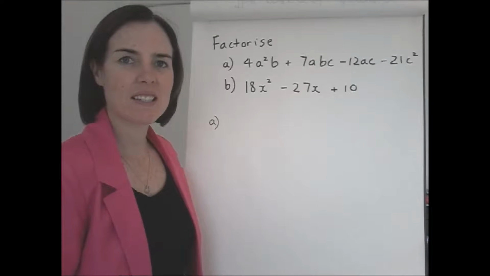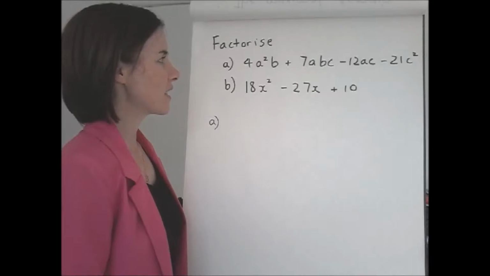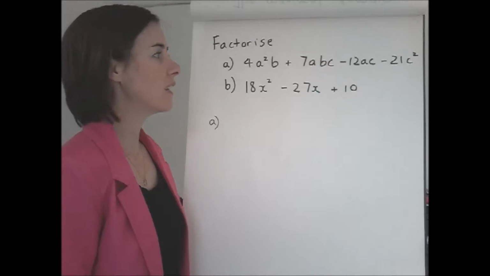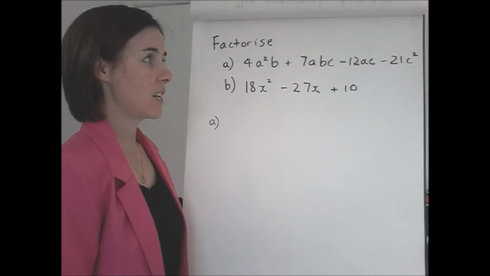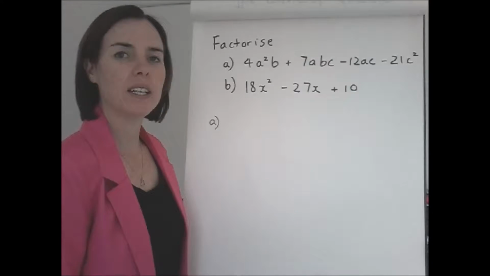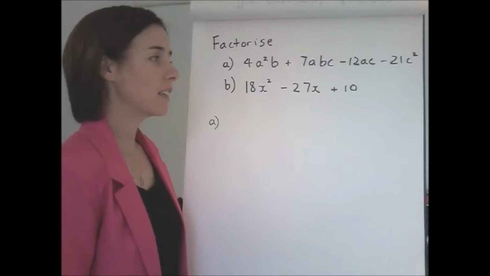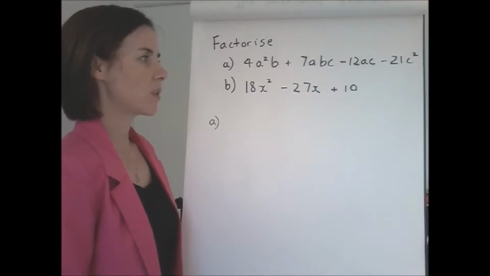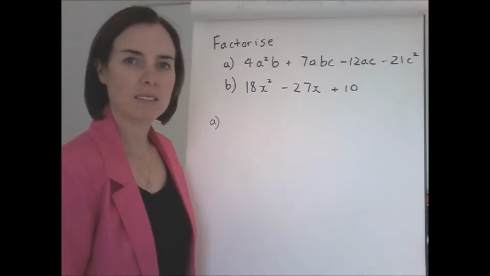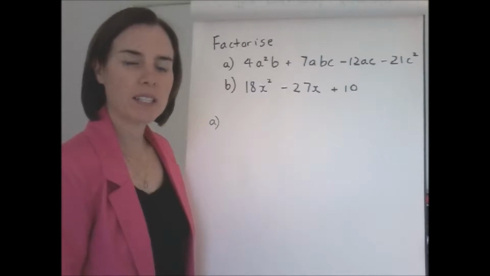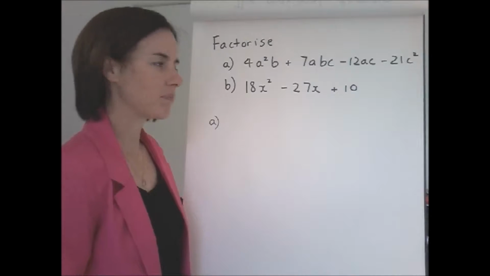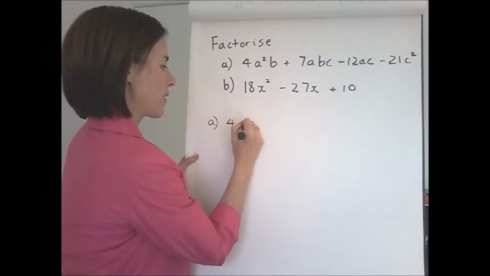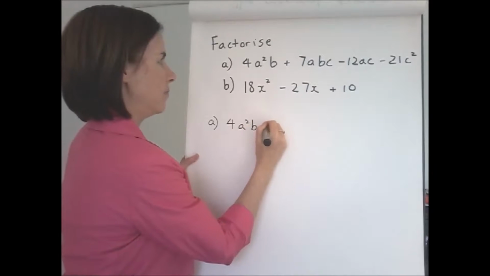Today's question says factorise, firstly, 4a squared b plus 7abc take 12ac take 21c squared. And secondly, factorise 18x squared take 27x plus 10. So a bit of practice at our factorising skills. Okay, the first one has 4 terms, so I'll write it out again.